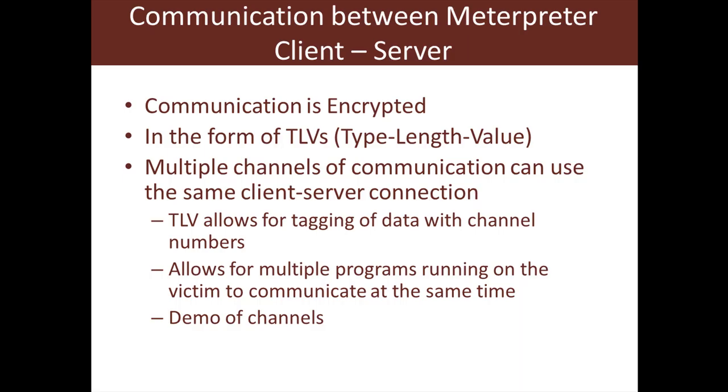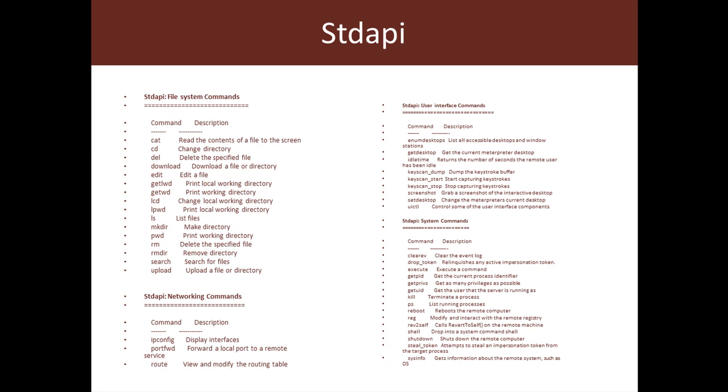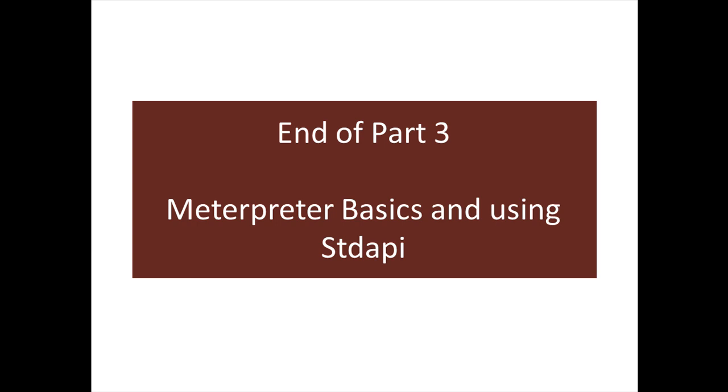So going back to our presentation, well, Meterpreter has multiple commands and extensions available, and we had a look at some of the core commands, and also we looked at STD API and the different file system, networking system commands it made available. The priv module was also loaded, but we did not have a look at exactly what the module offers. Other extensions are also there, which we will look at in a while. Right, so STD API, quick recap of all the different commands. Okay, so this is all I had in mind for part 3.